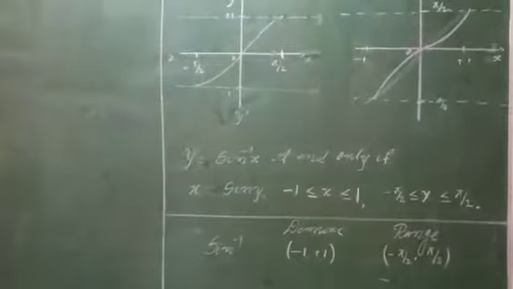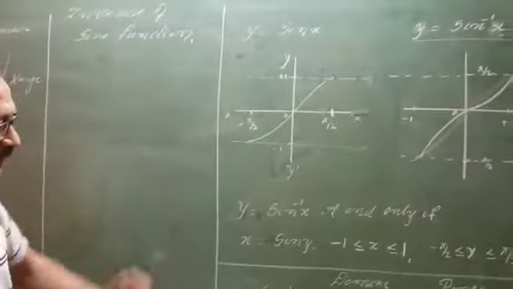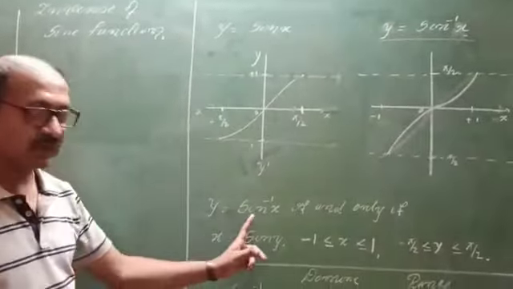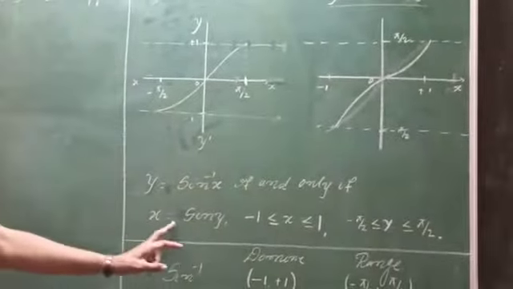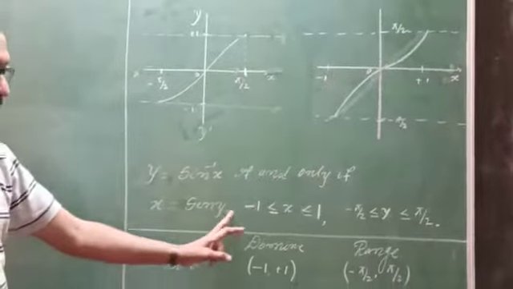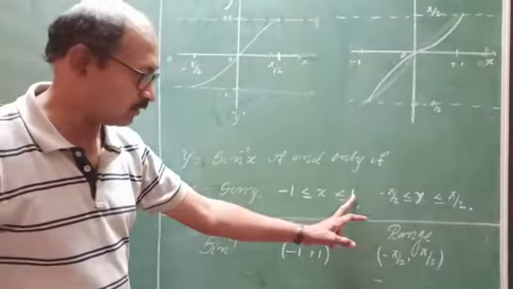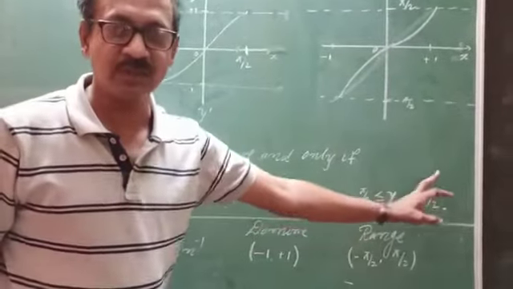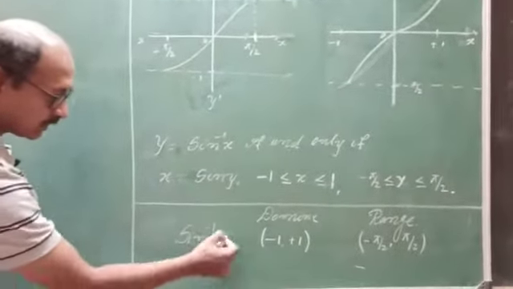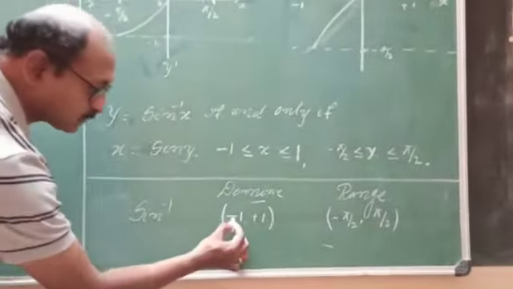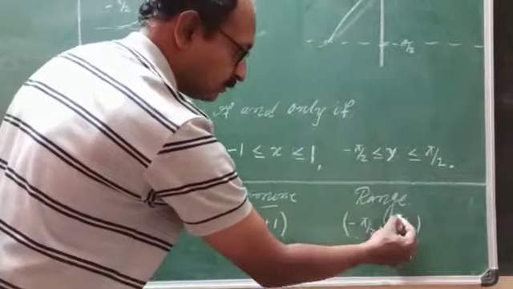Then what is the definition of the inverse sine function? y is equal to sine inverse of x if and only if x is equal to sine y, where minus 1 is less than or equal to x less than or equal to 1 and y lies between minus pi by 2 and pi by 2. Here, for sine inverse, the domain is minus 1 to plus 1 and the range is minus pi by 2 to plus pi by 2.